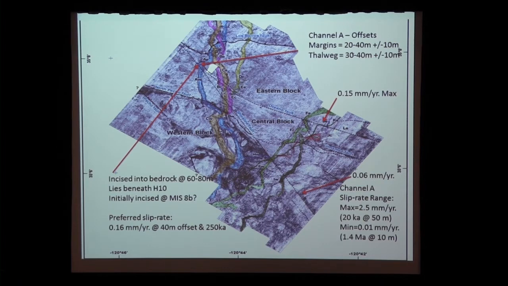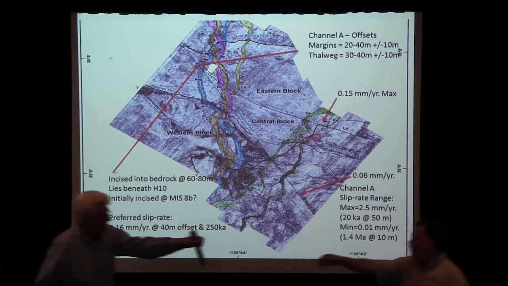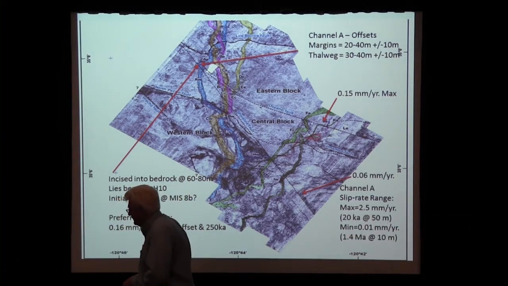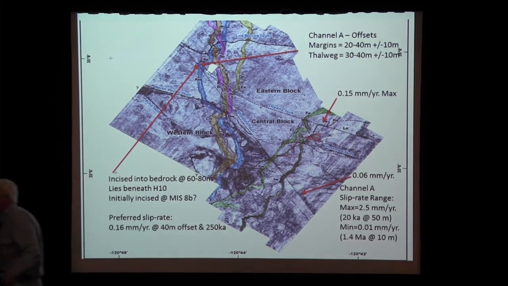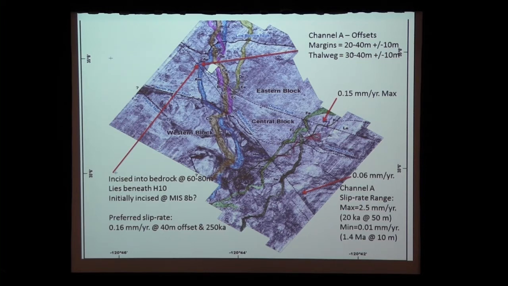I'm trying to explore the full range. So it could be as little as 20 meters. Hang on a minute. I just wanted to let Phil answer here and mention that for the channel Thalweg offset, it's 40 plus or minus 10 meters. So it's not 30 to 40 plus or minus 10. It's 40 plus or minus 10. So the range is 30 to 50, and our preferred offset is 40 meters.